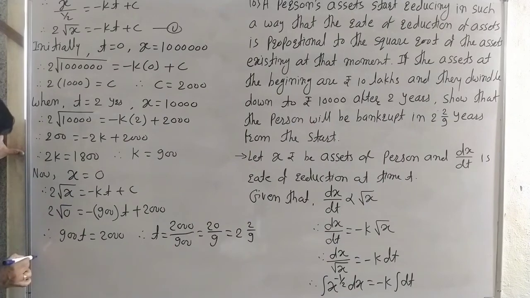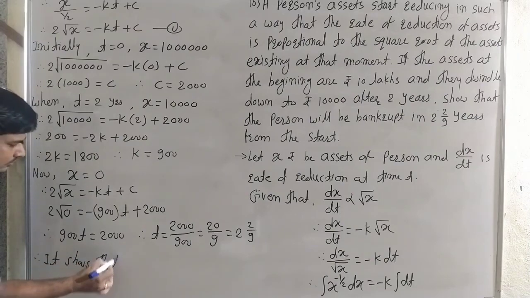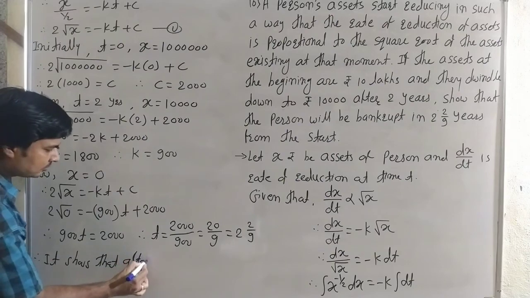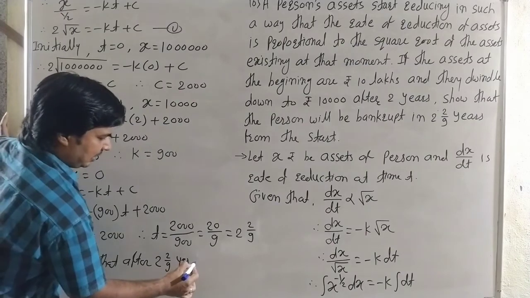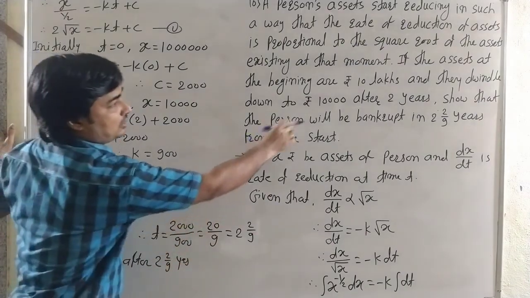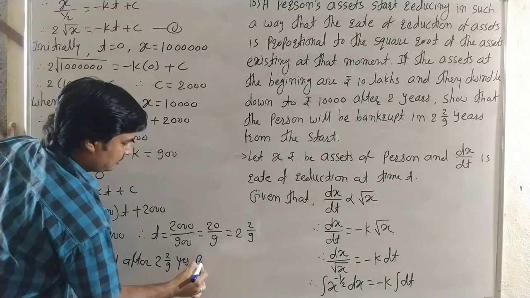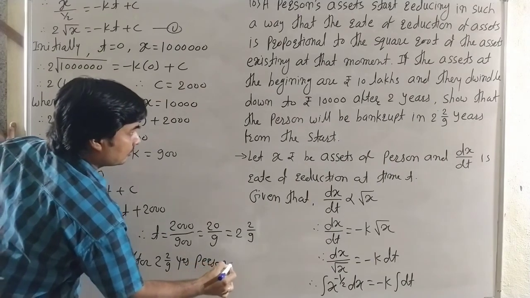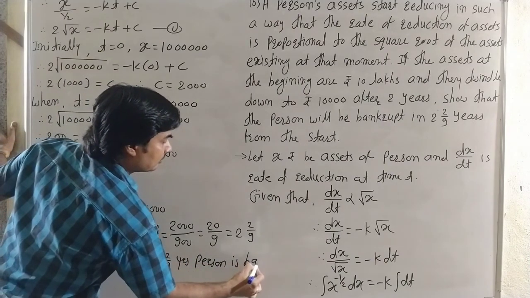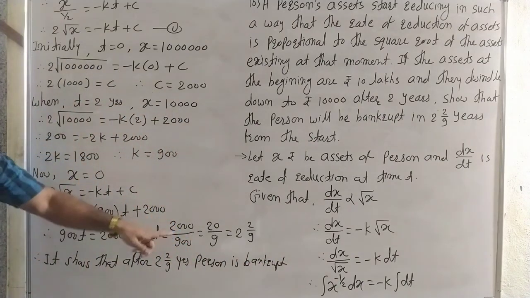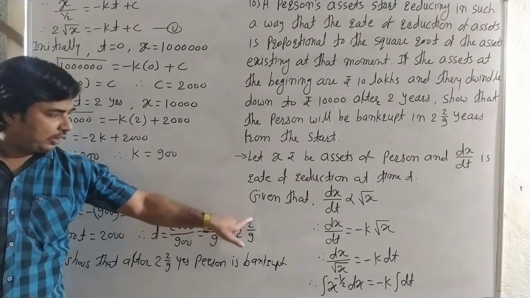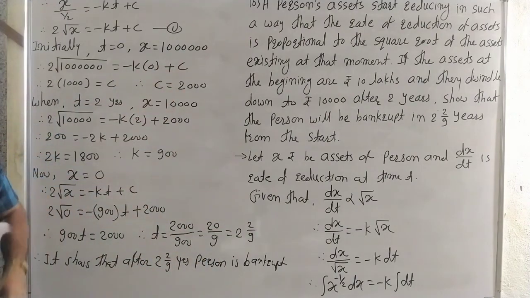Therefore it shows that after 2 and 2 by 9 years, a person will be bankrupt. Here, see carefully this. It is 20 by 9, we can write in the form of 2 and 2 by 9. See carefully. It is an example of the decay.